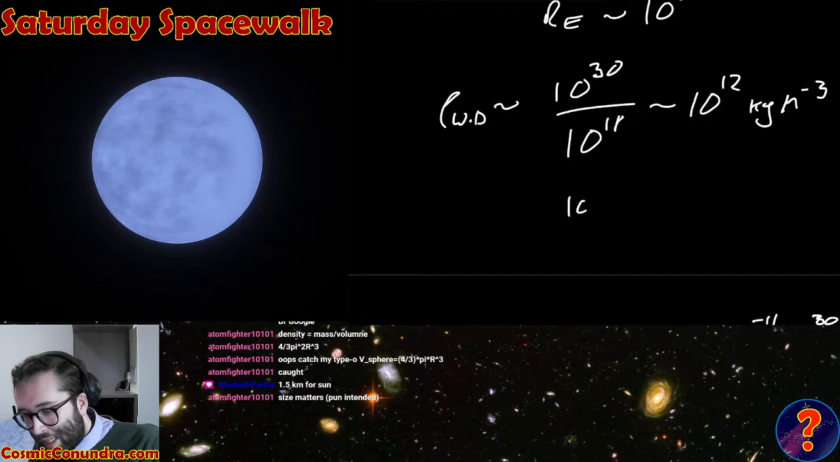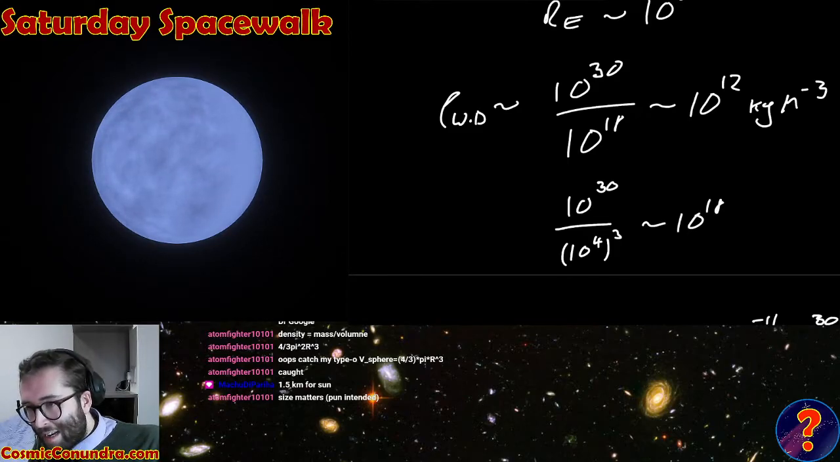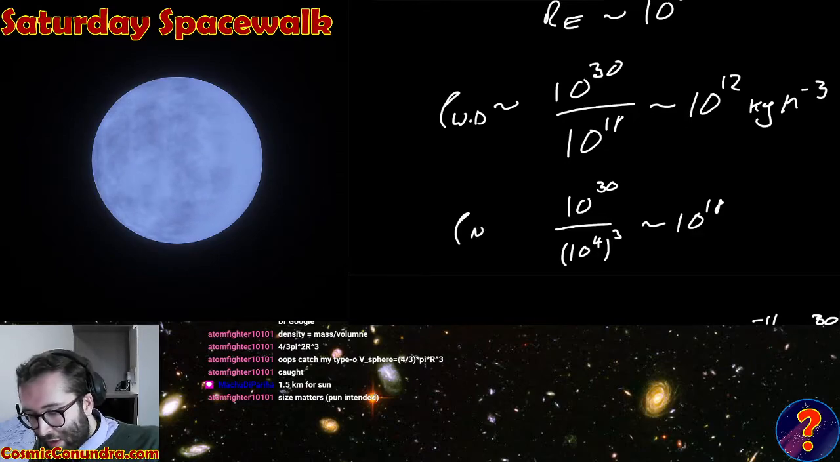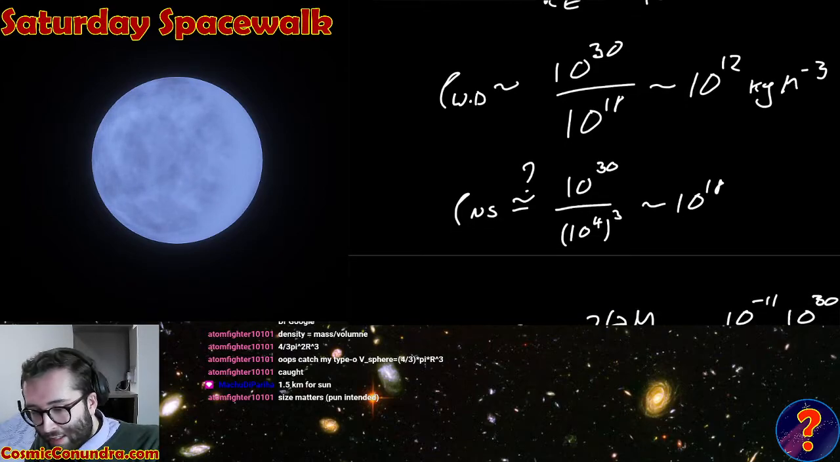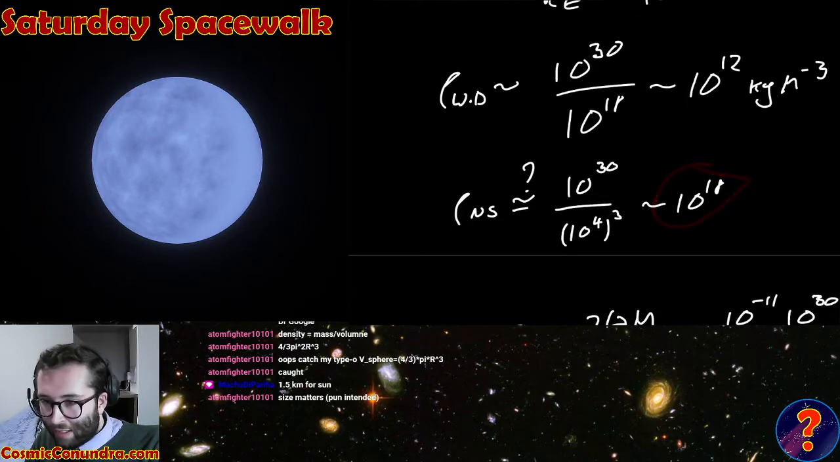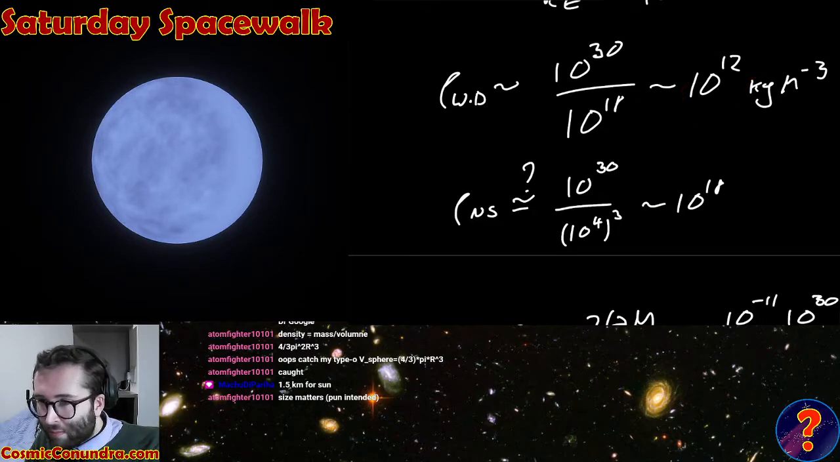So something like 10 to the 30 over, say, 10 kilometers cubed. Maybe it's just kilometers. I can't actually remember. But either way, that should be a 30. That gives us something like 10 to the 18 for a neutron star. Now, this is a massive question mark because I don't know if I'm remembering roughly how big the radii are for neutron stars. But you can see there's an intermediate. So a neutron star is about 1 million times more dense than a white dwarf.